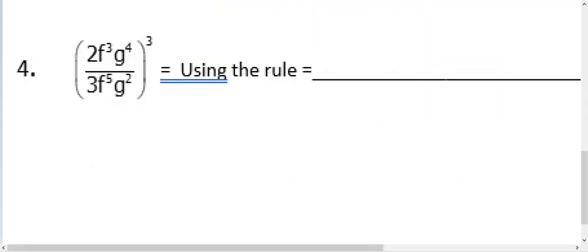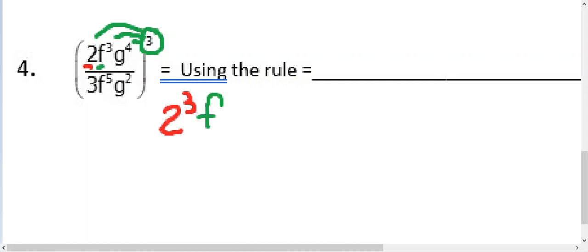All right, example number 4, it wants us to use the rule. So the rule states that we can take the exponent on the outside and distribute it to everything on the inside. I'm going to start with the numerator. So I see that 2, and that's going to become 2 to the third power, because there was a 1 here, and 1 times 3 is 3. And now I have my f. My f is already raised to the third power, so now I have to raise it again to the other third power. So that'd be 3 times 3, which gives me f to the ninth power.